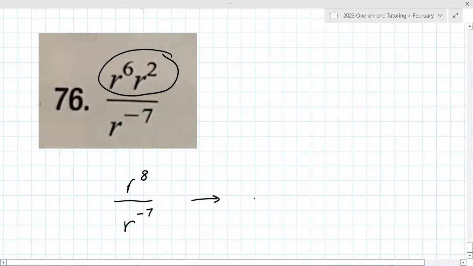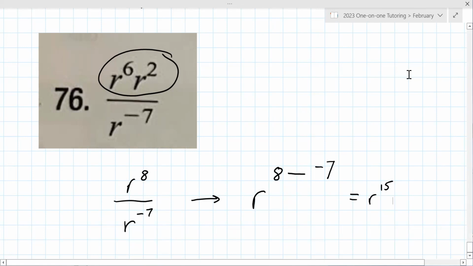So this again is really, really important. When you subtract, you have to show the subtraction: 8 minus. I'm not accounting for this bottom number yet. It's 8 minus -7. And that'd be R^15, R to the 15. Good.